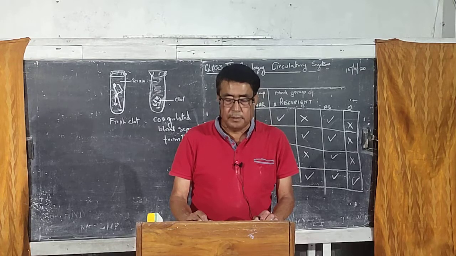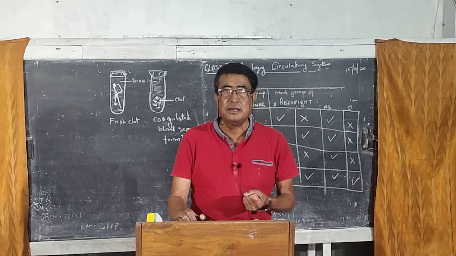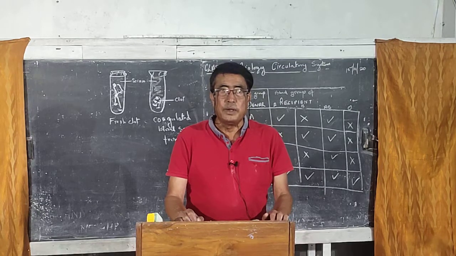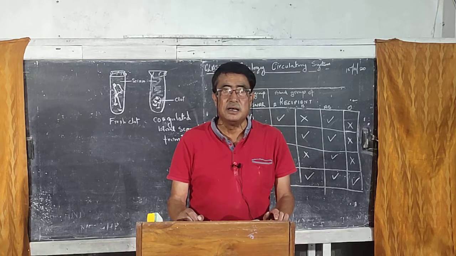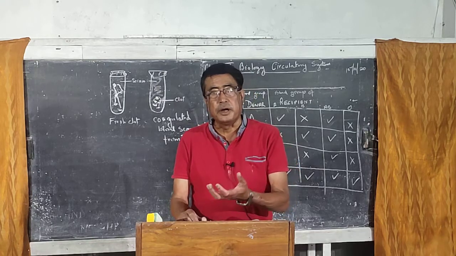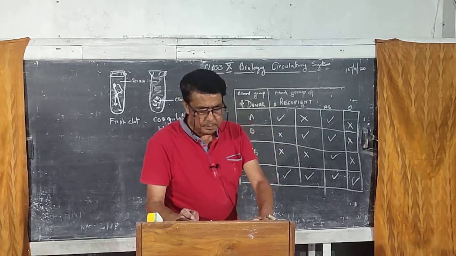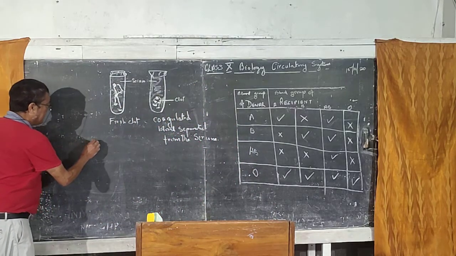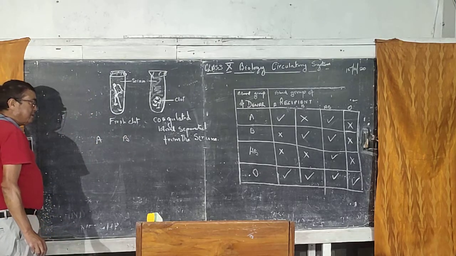Now, before we start, you must be clear with the words antibody and antigen. An antibody is a chemical substance which helps to neutralize the toxic substance produced by the germs in our body. An antigen is a substance which produces the antibody. There are two types of antigen, A and B. They are represented by capital letters.